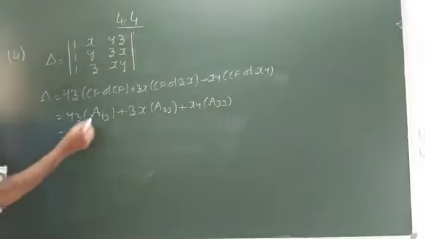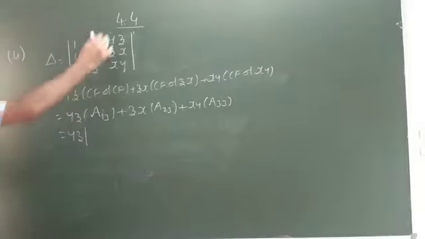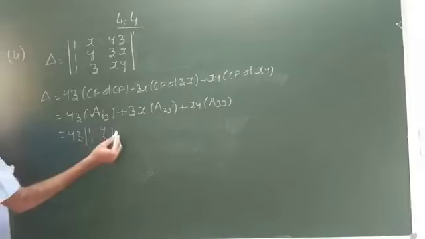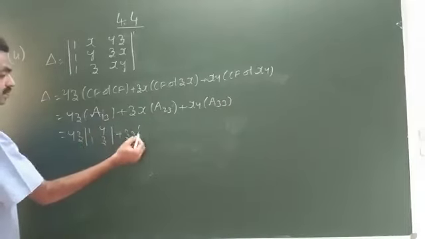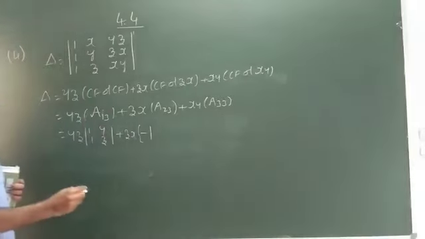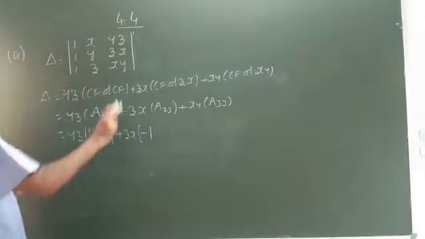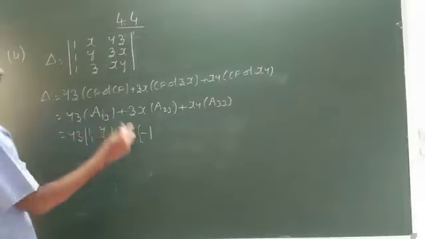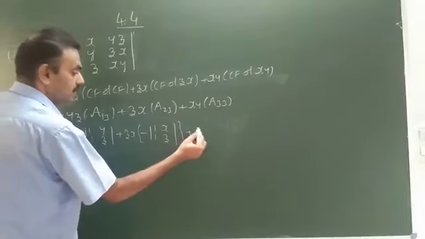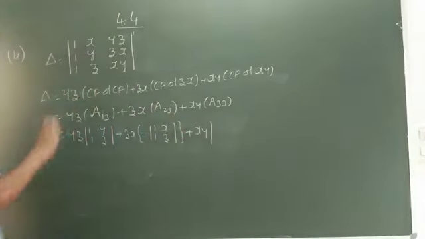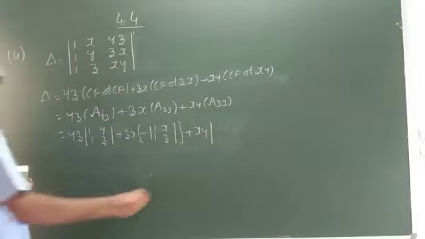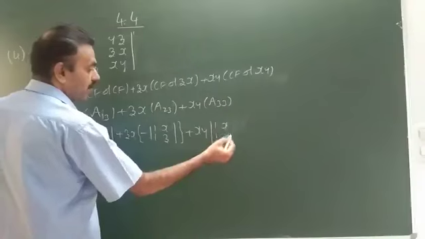Yz into, see here the sign is positive, leave the row and column in which yz is present: 1 y, 1 z. Plus zx into, what is the sign here? The sign is minus. For A23, if you leave the second row and third column, you will get 1 x, 1 z. Plus xy into A33, that is the cofactor of xy. Leave the row and column in which xy is present: 1 x, 1 y.